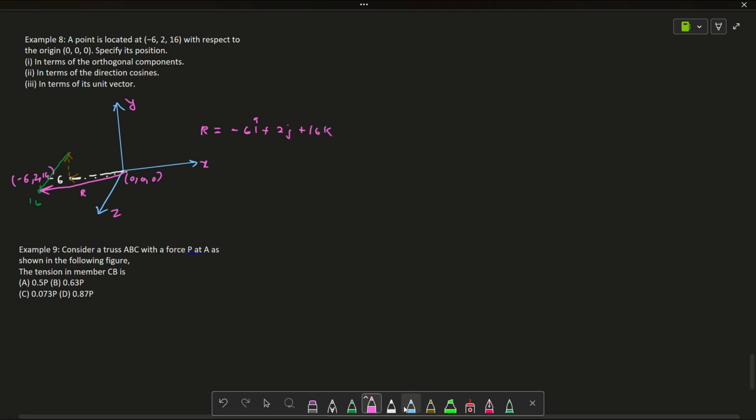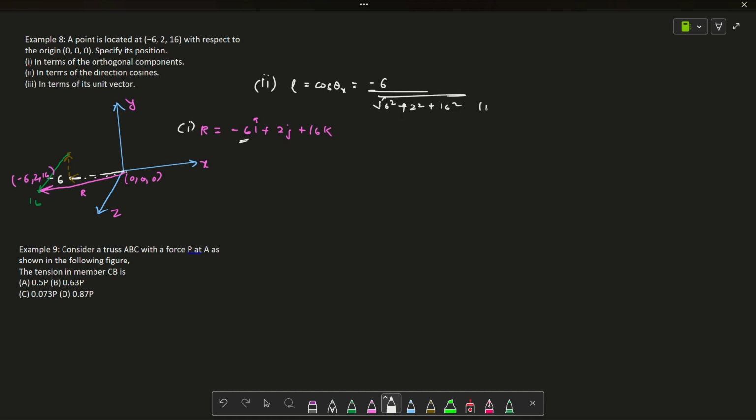So this one is easy, we can write it down. So the first question is done. Now the second is in terms of direction cosines. Direction cosines means what? We will find l, m, n. You know this, right? Cos theta x, that means the x component minus 6 divided by the square root of 6 square plus 2 square plus 16 square, the magnitude of this vector.